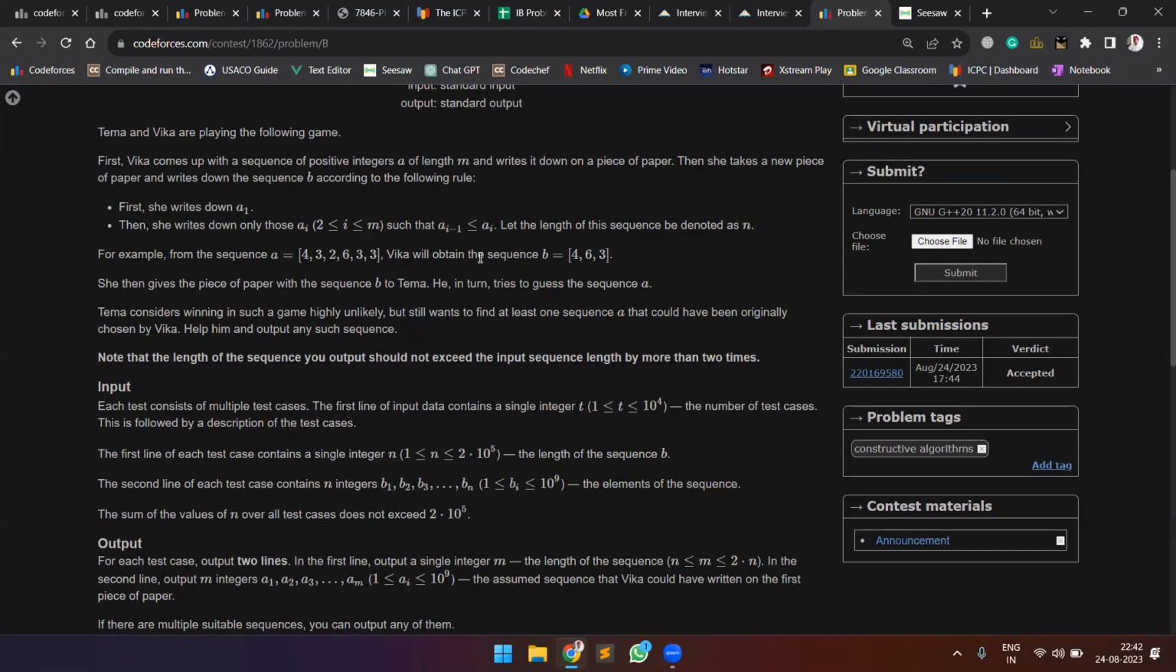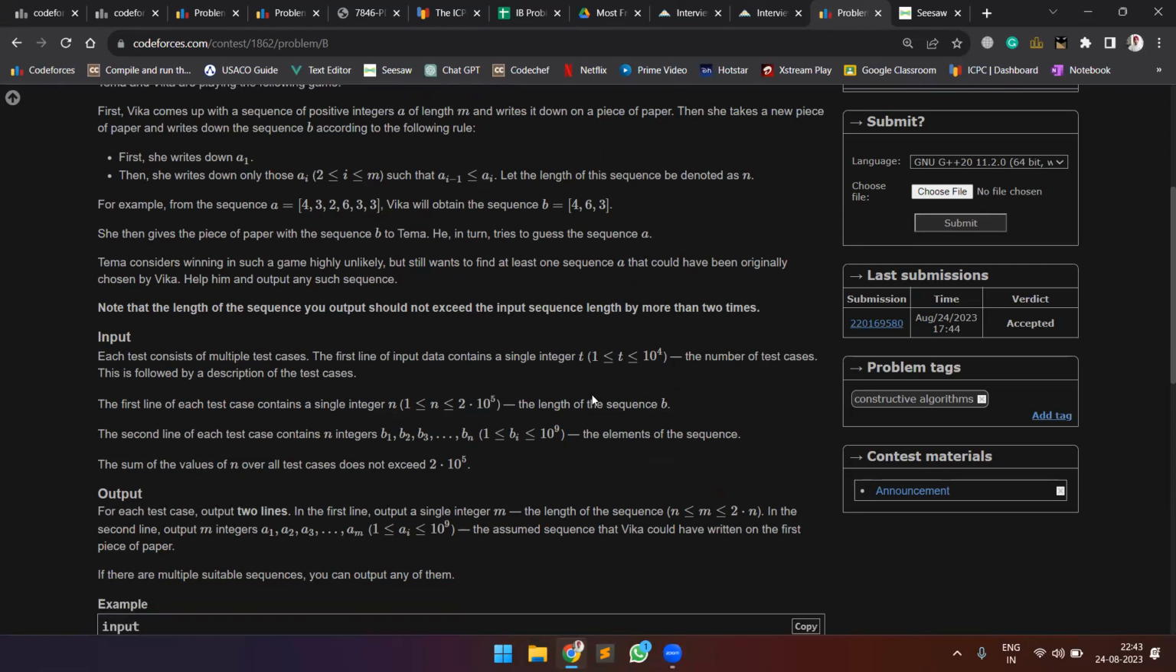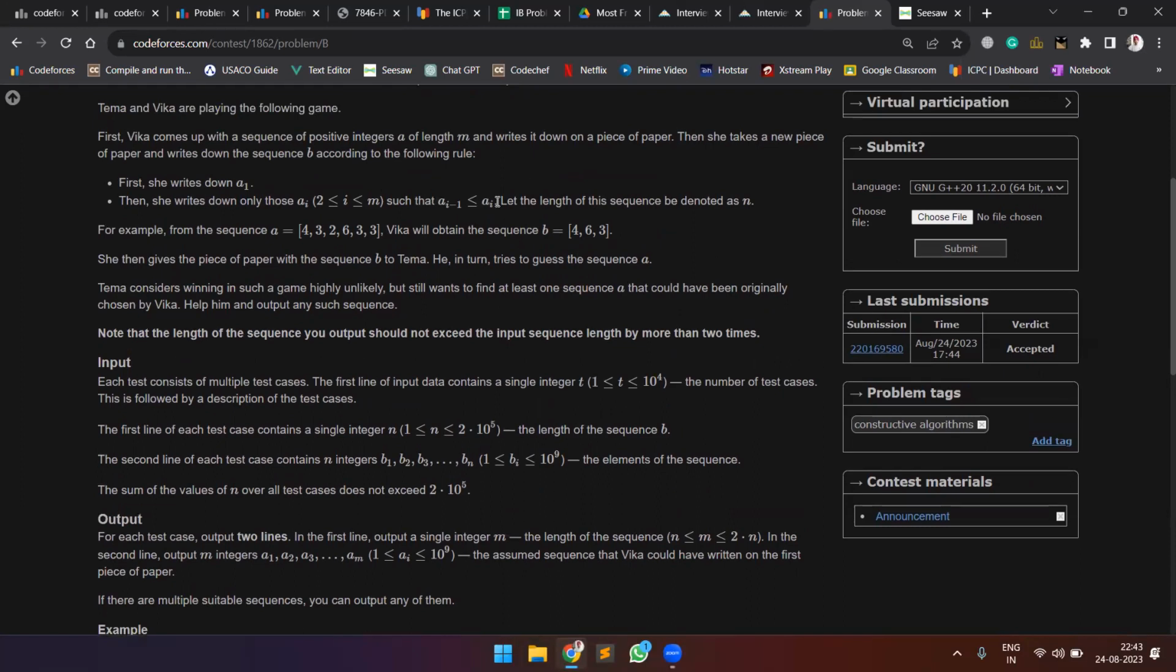We have to construct any of the possible A so that B can come. But we have to keep in mind that the length of A is less than or equal to 2 times the length of this. So we have to construct an A from B. So if the rule is basically a number would be written only if the number previous to it is less than or equal to it, right? So actually, it is quite simple to be honest.